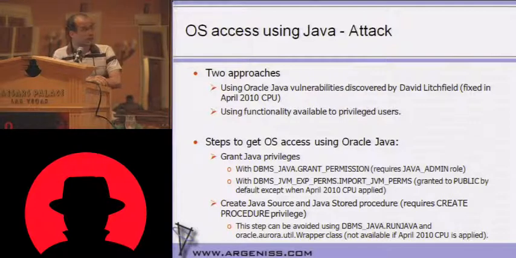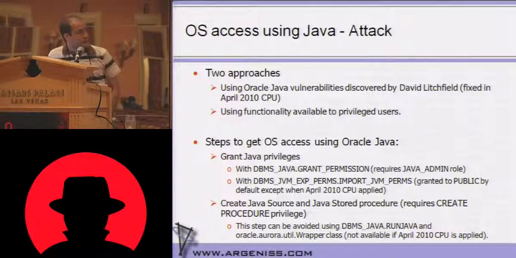Let's now see another technique that will give us operating system access, this time using Java built-in capabilities in Oracle database. We'll see two approaches. One that uses Oracle Java vulnerabilities that were first described by David Litchfield in Black Hat DC, and also another one that uses functionality available to highly privileged users.